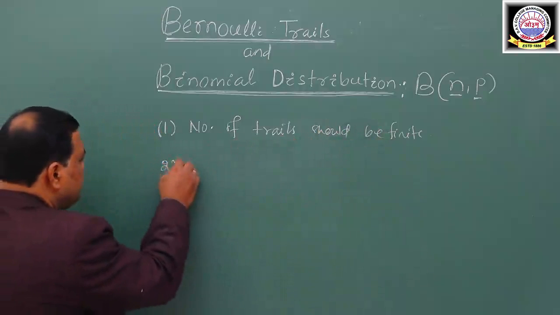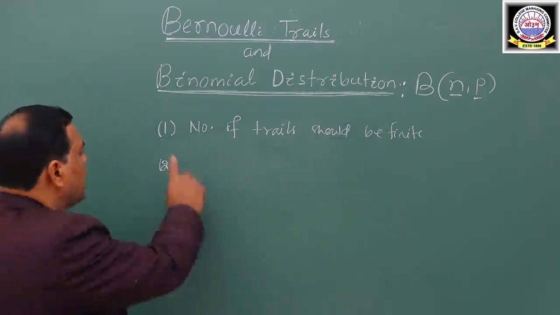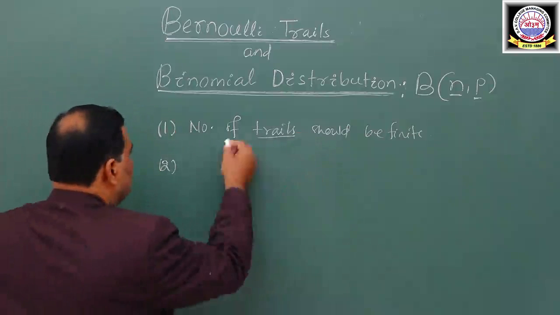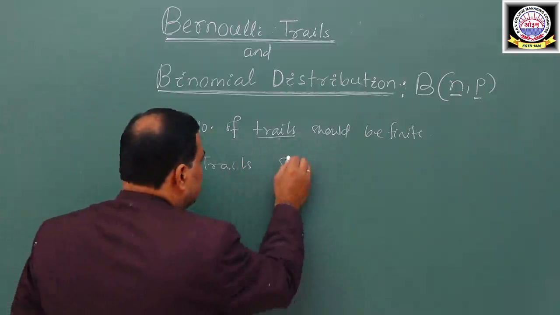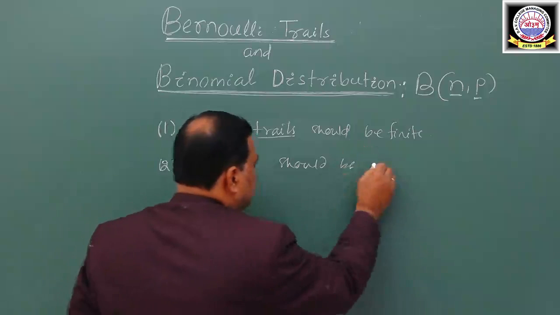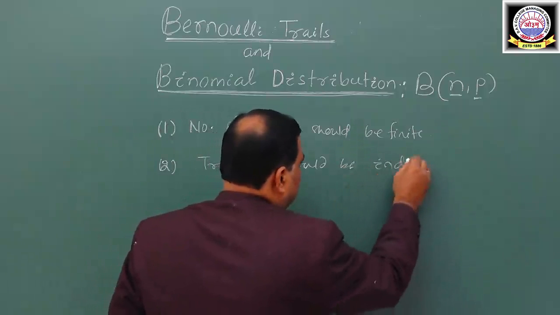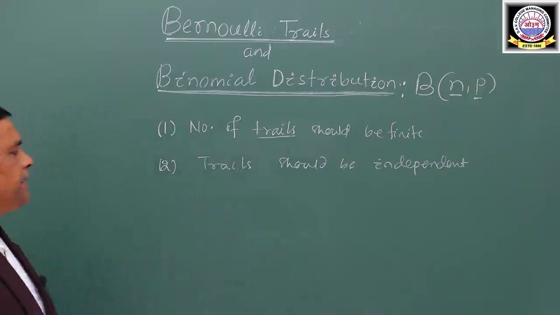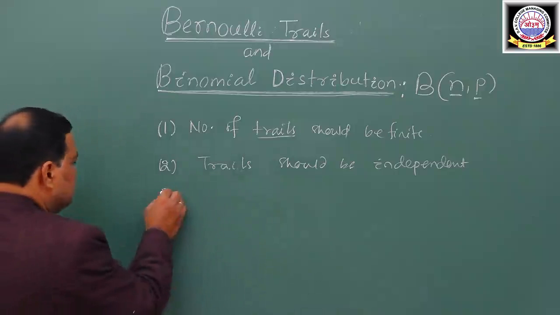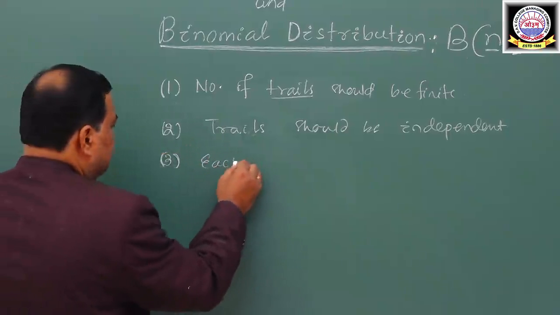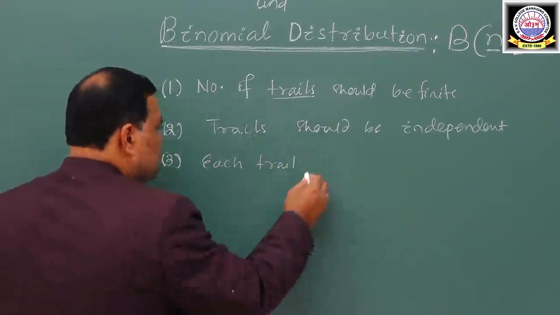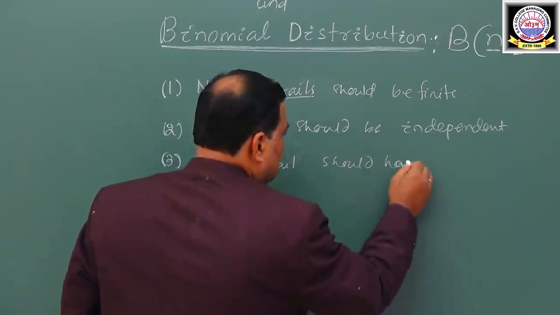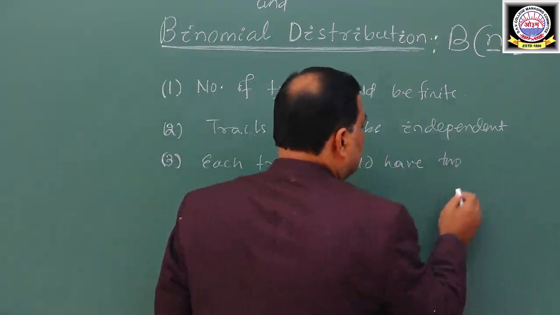Now the second point: whatever we are taking as trials should be independent trials. The trials should be independent of each other. And third, each trial should have two outcomes, only two outcomes.